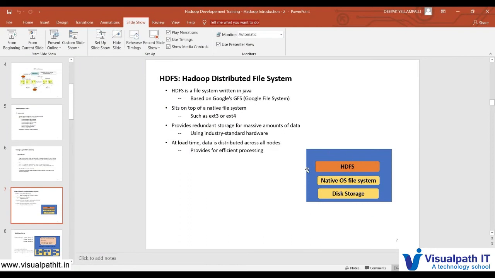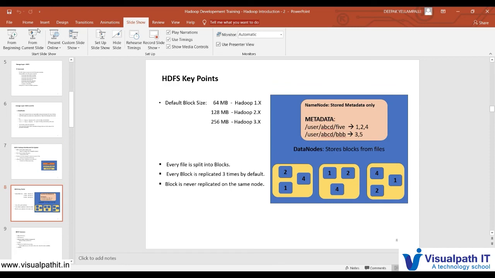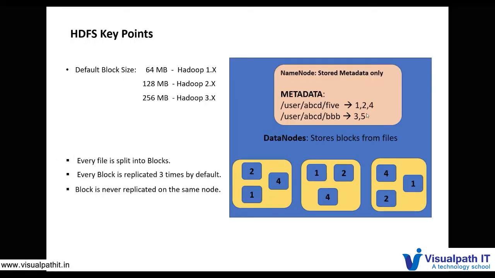So this is the disk storage, the native file system, and on top of the native file system we'll install Hadoop. That is where we can install Hadoop. Installation we can see separately. Some key points are available. What are the key points? Let us see.